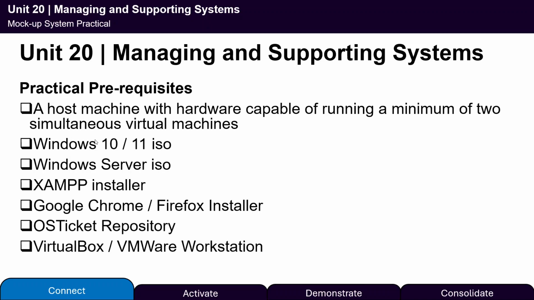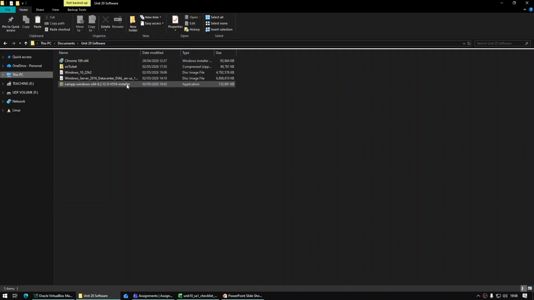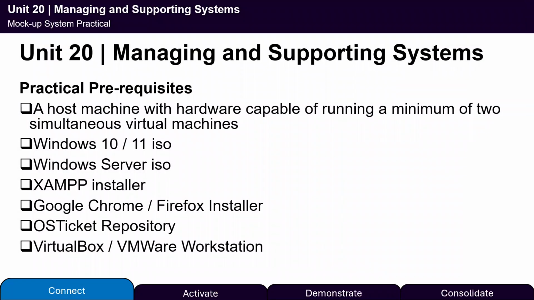For this, we'll be using Windows 10 as a client machine, Windows Server 2016 for our server, Google Chrome, and we'll be using VirtualBox. As you can see here in my PC, I have a folder already made which has all my Unit 20 software that I currently need. You'll also need either a Microsoft Office installer or an open source version of Office software for the purposes of this assignment. I highly recommend you make a folder like that in your documents, as we will be able to share that full folder with the virtual machine.